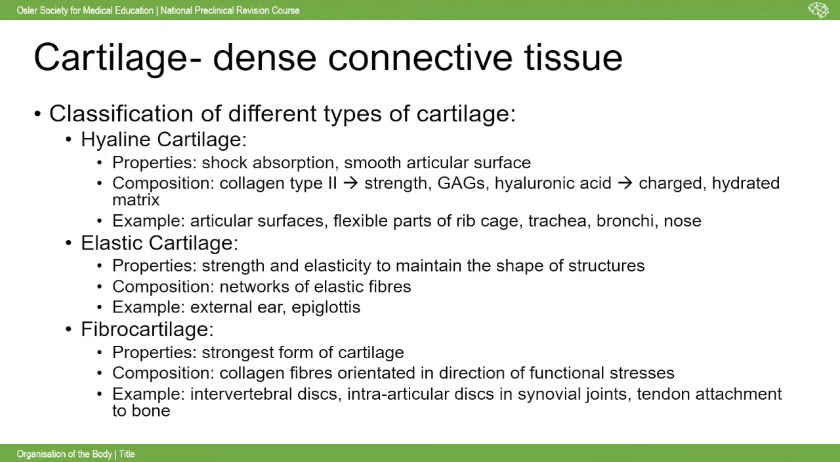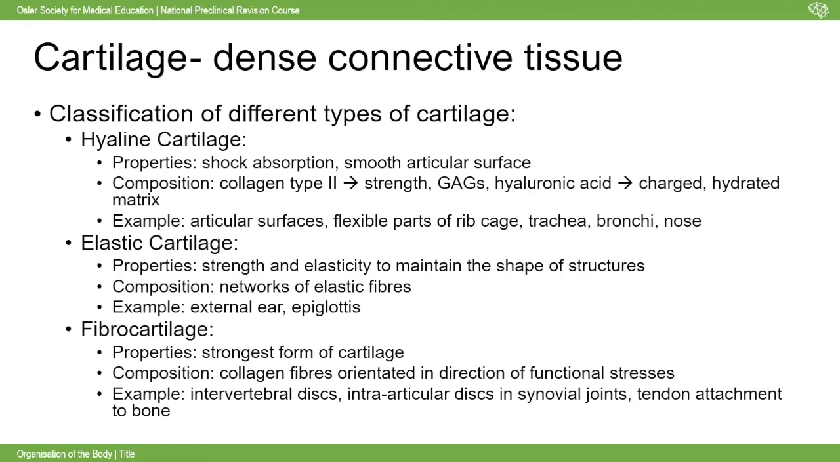Looking next at elastic cartilage, this cartilage has strength and elasticity to maintain the shape of the structures. It also has a network of elastic fibers. For example, the external ear and the epiglottis use elastic cartilage.